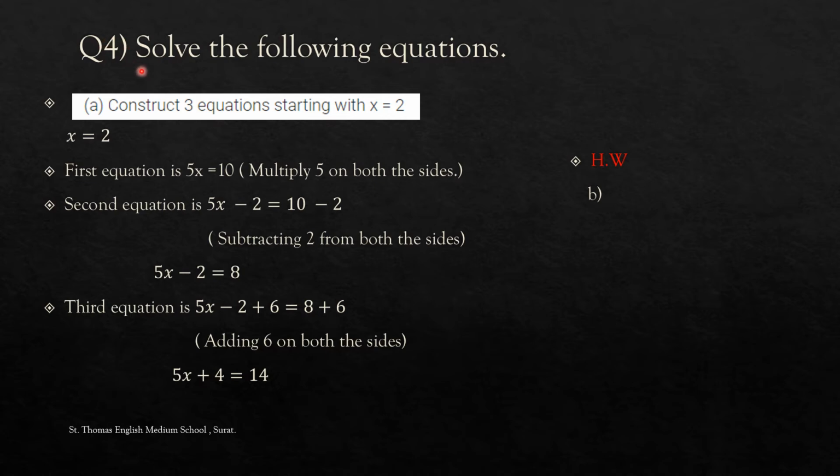Question number 4. Solve the following equation. A. Construct three equations starting with x is equal to 2. Students, here they are not given the equation. They given the value of x. Clear? In remaining all questions we are seeing that they given the equation and we solve and find the value of variable. Okay. So here they given value of x is equal to 2 and you have to consider three equations. You have to solve three equations.